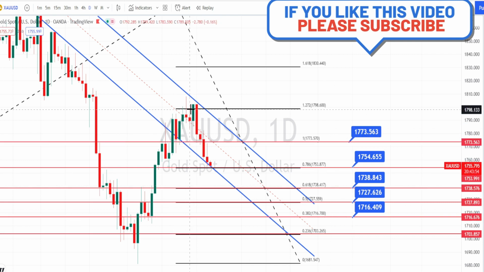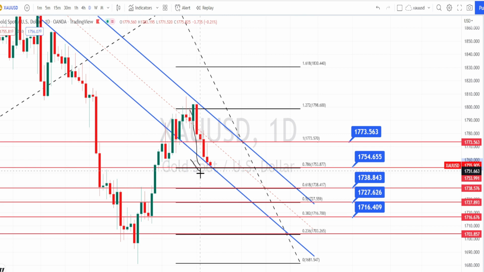So the current trend of the price action in daily time frame is in a bearish trend. Wait for the price action to break the support level of 1754 in order to confidently go on a bearish side trade. Let us look at the price action in hourly time frame.